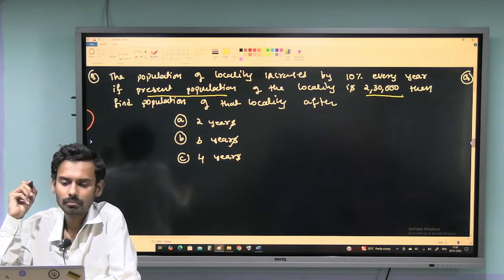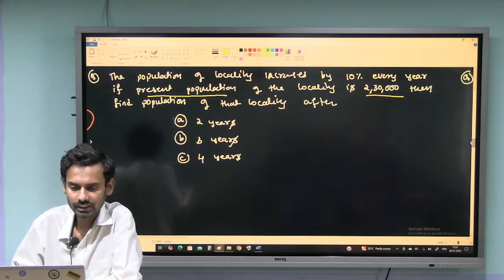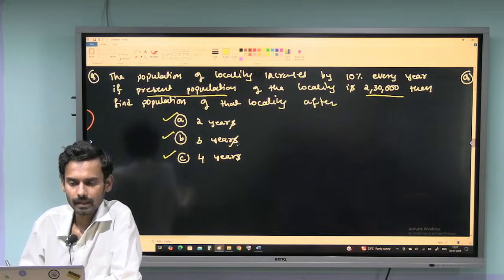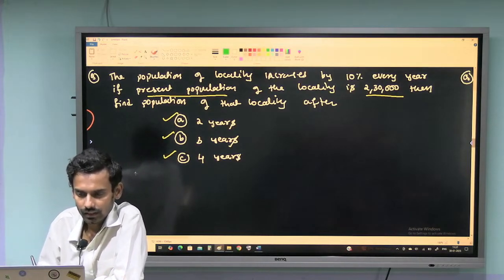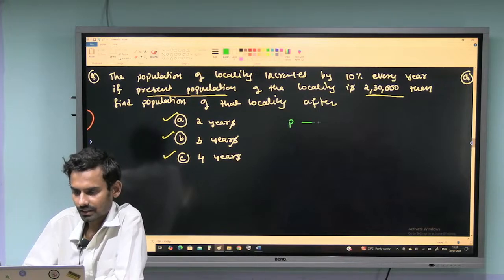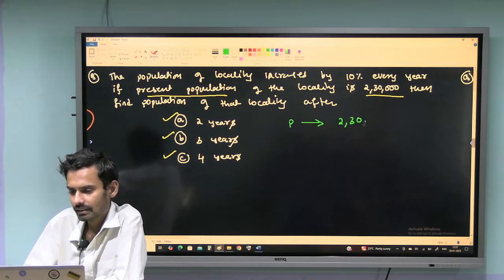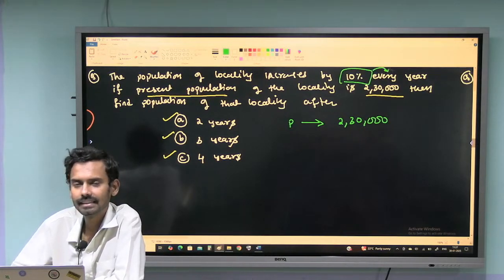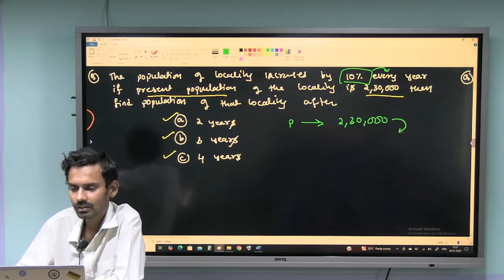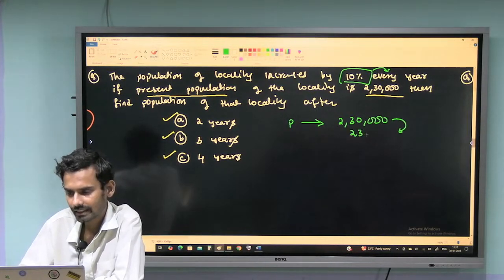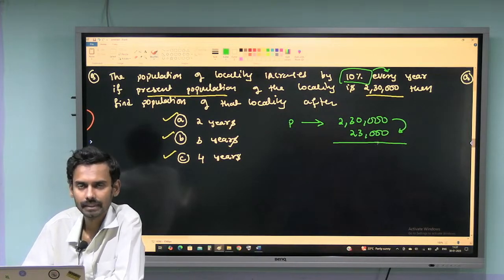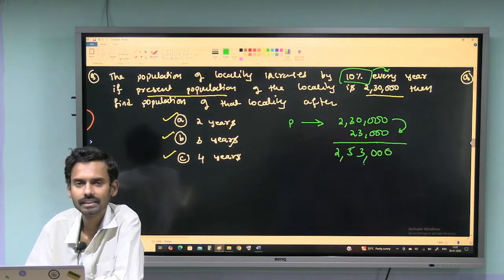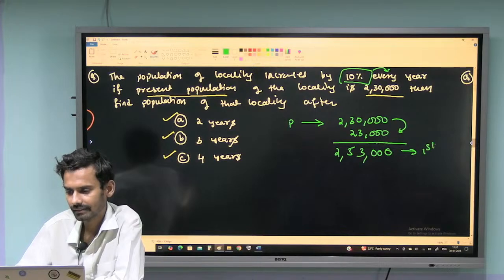Then find the population of that locality after sub question A, 2 years, sub question B, 3 years, sub question C, 4 years. So the question will be like this: if I consider present population is 2,30,000. For the first year, there is an increase of 10% because every year it is increasing by 10%. So I need to take 10% of 2,30,000, which is 23,000. Now after the first year, the increase in the first year, it will be this much. So 2,53,000. This is at the end of the first year.